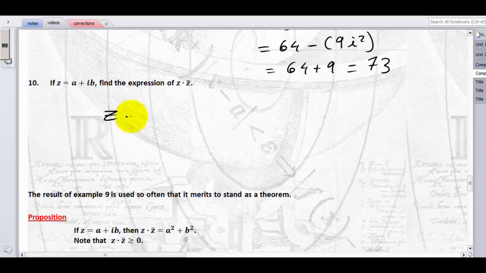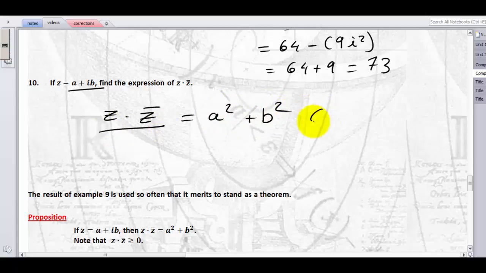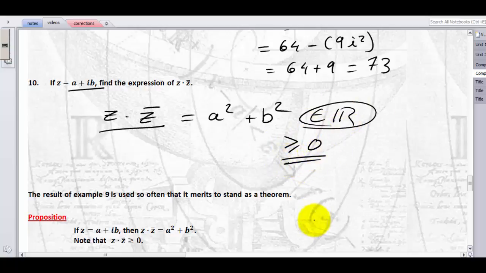If you multiply z by z bar, and if z is a plus ib, you will always find a squared plus b squared. So not only is the product z times z bar a real number, but it's also a positive or non-negative real number. That's very, very interesting. And this is the next proposition.